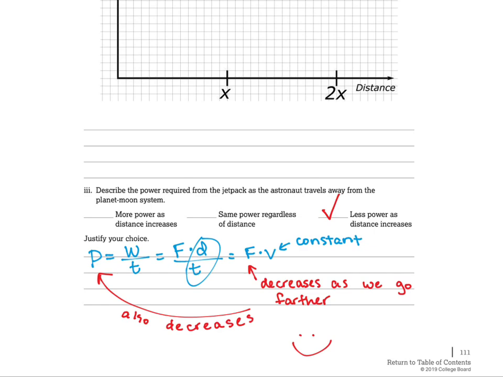As she goes farther and farther away, that gravitational force is going to decrease, which means the required force from the jetpack is going to decrease. And if that force is going to decrease, then since power is equal to force times velocity, that is also going to decrease. That's kind of fortunate, because as her fuel trickles out in real life, she doesn't have an infinite arc reactor going. She will still be able to cruise away from that system at a constant speed.